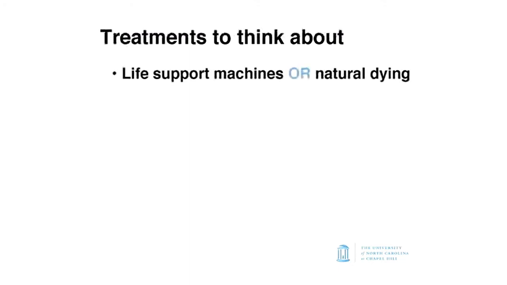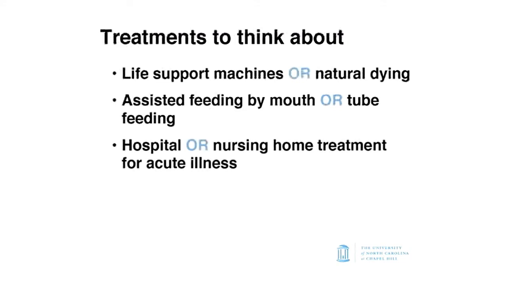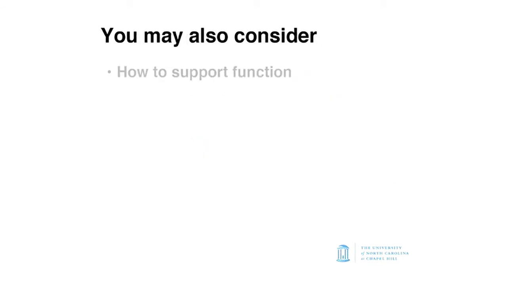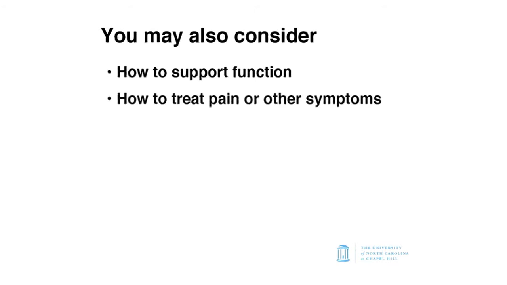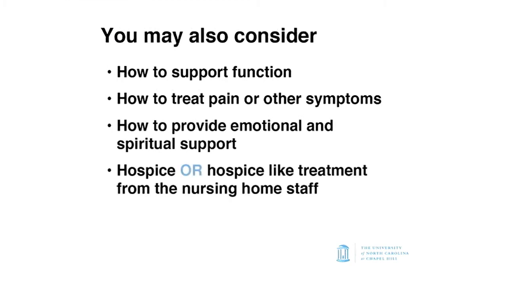Common treatments to think about include life support machines or natural dying, assisted feeding by mouth or tube feeding, hospital or nursing home treatment for acute illness, and antibiotics or medication for comfort for infections. You may also consider how to support function, how to treat pain or other symptoms, how best to provide emotional and spiritual support, and whether to add hospice or hospice-like treatment from the nursing home staff.